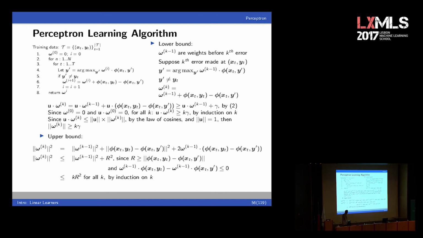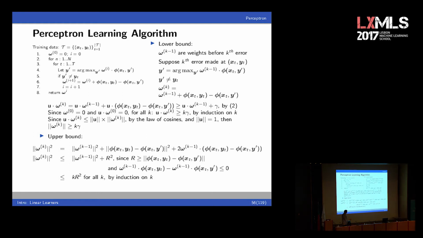And for this term here, we can see that this, by assumption, is upper bounded by r squared. This was our assumption on the size of the weight vector. And since we are making a mistake, we know that this other term is less than or equal to 0, so we can drop it in our upper bound here. And so what we end up with is that the norm of the weight vector squared is less than or equal to k times r squared.